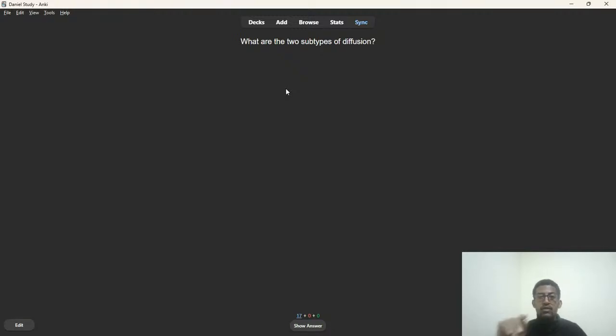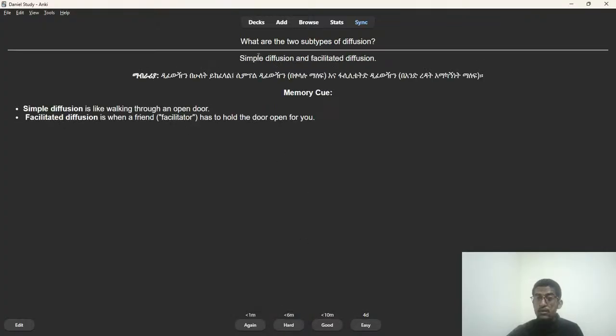So we have two subtypes of diffusion: simple diffusion and facilitated diffusion. Simple diffusion is like walking through an open door, whereas facilitated diffusion is when a friend or a facilitator has to hold the door open for you, all right?